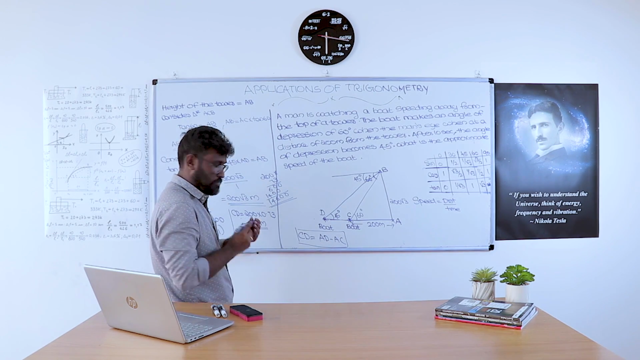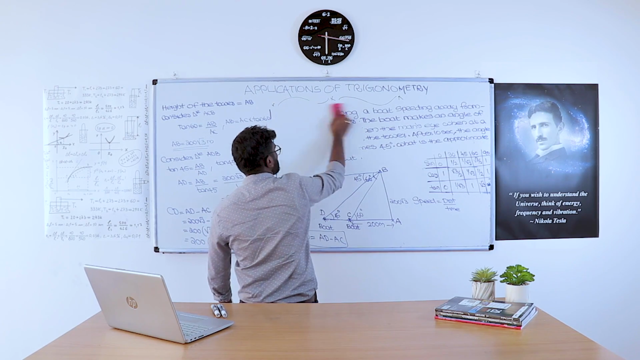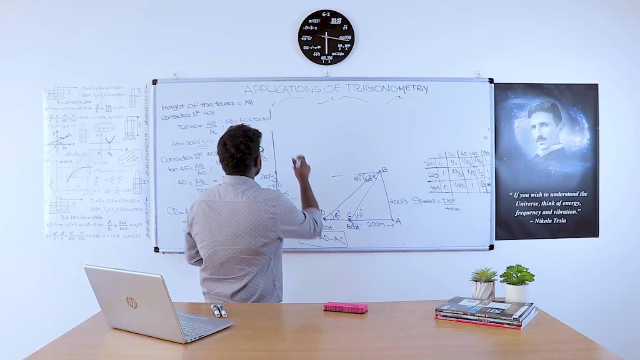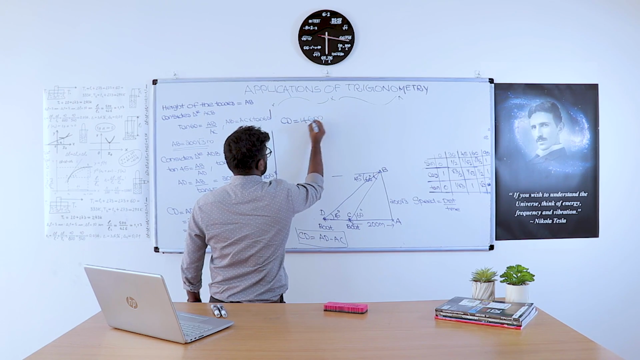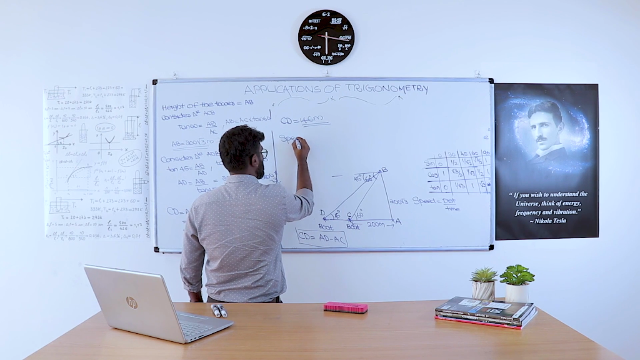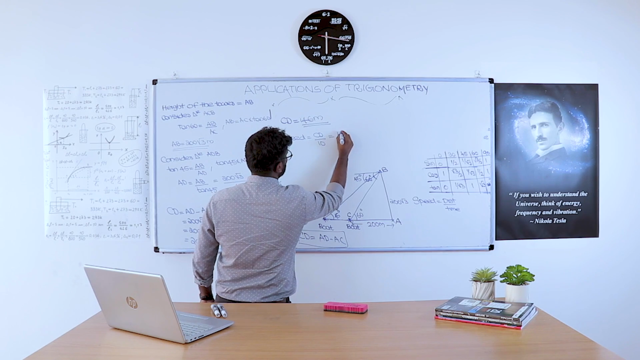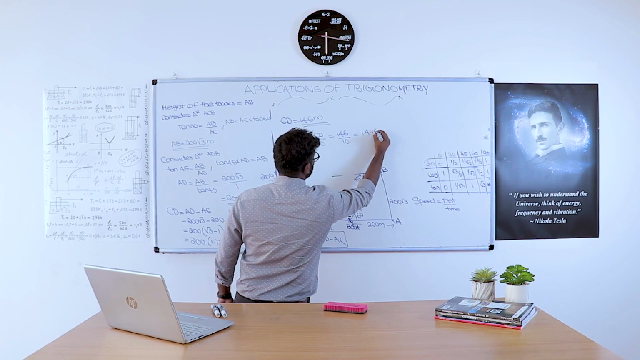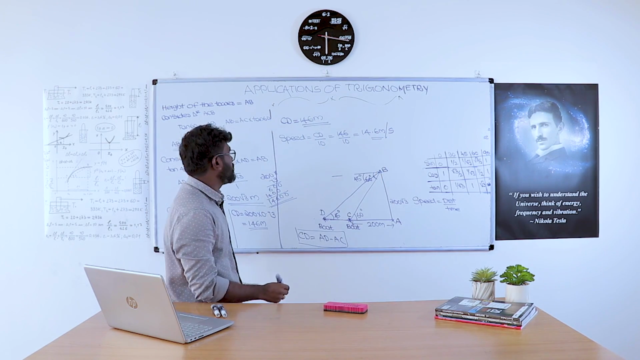We want to find out the speed. We got the value CD equal 146 meter. Then speed equal distance by time. Speed equal CD by 10, that is equal to 146 by 10. That is equal to 14.6 meter per second, the approximate speed of the boat.